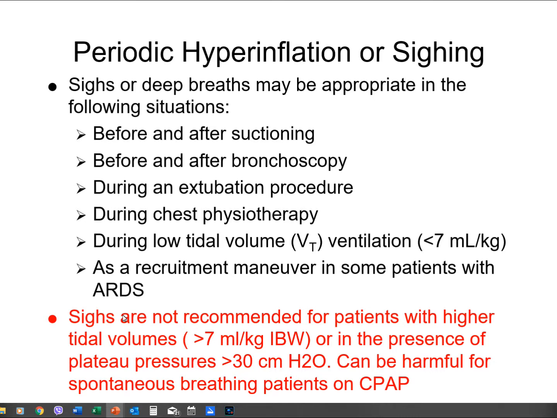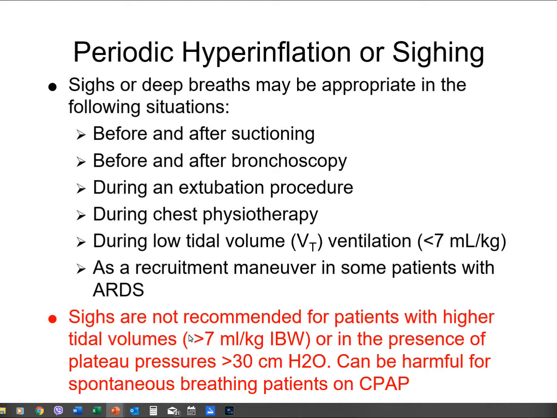I don't want to give a sigh to a patient. Now, some of the vents have sigh buttons, so you can push that button and it'll give a sigh to the patient. I'm not sure about the Dragers. I haven't really looked at the sigh buttons. I haven't really been ordered to give a sigh.